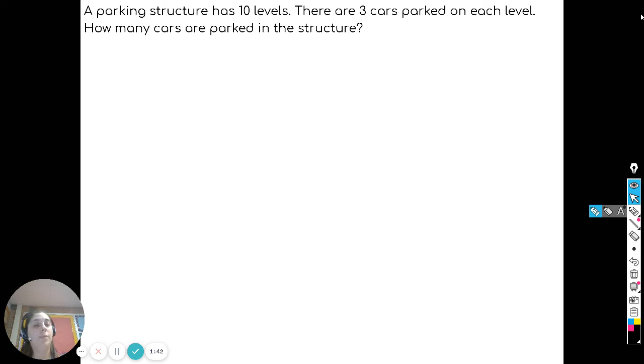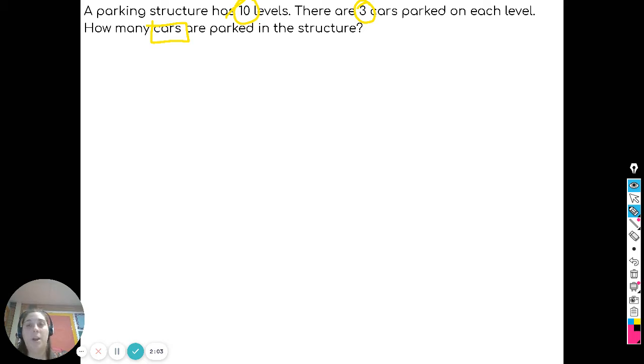Okay, so let's go ahead and read over the problem again and solve. A parking structure has 10 levels. I'm going to circle 10. There are 3 cars parked on each level. I'm going to circle 3. How many cars are parked in the structure? So we're looking for the number of cars.